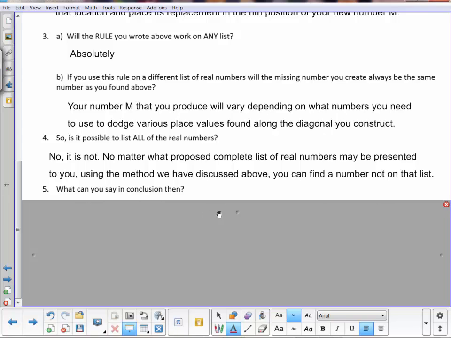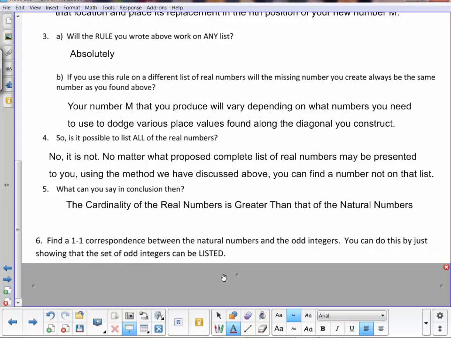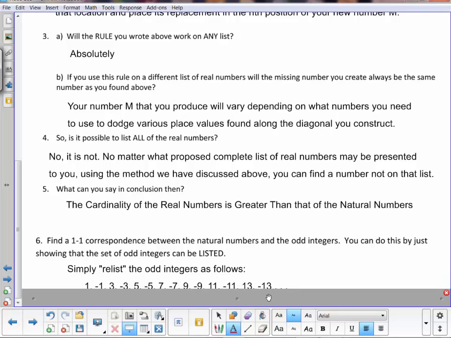What can we say in conclusion then? The cardinality of the real numbers is greater than the cardinality of the natural numbers. One final question. Find a one-to-one correspondence between the natural numbers and the odd integers. You could do this by just showing that the set of odd integers can be listed. Well, simply relist the odd integers as follows.